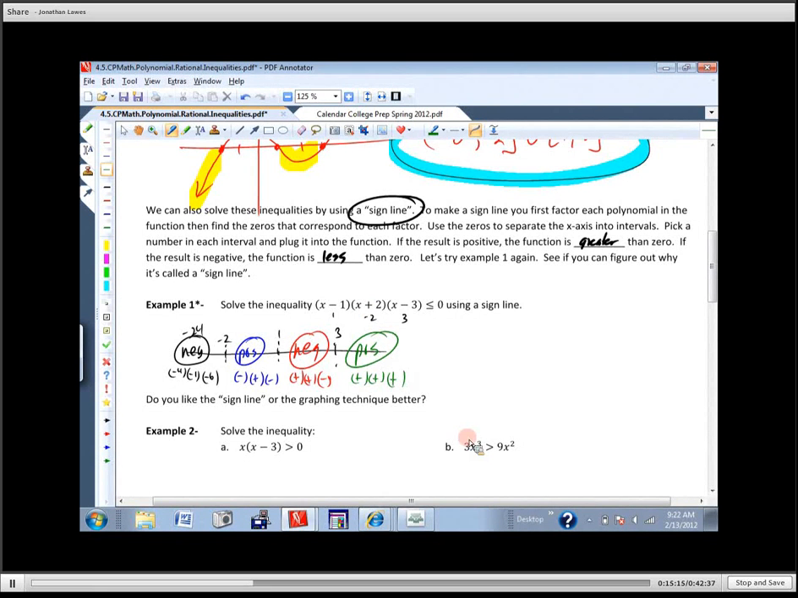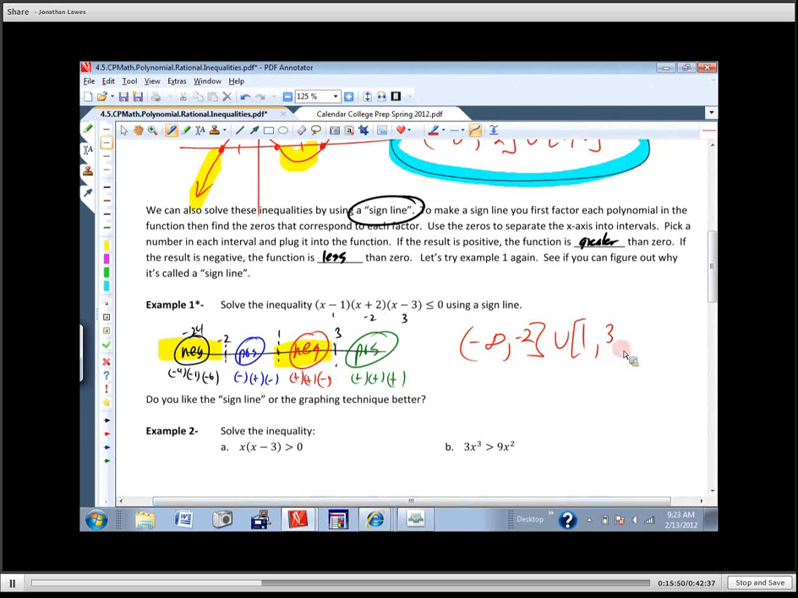Okay, now we've got to come back here and we've got to think about this. We want these to be less than or equal to 0. Less than 0 is negative. Negative here. Negative here. So we'll just write down the answer. This would be from negative infinity all the way up to negative 2. Do we include the 2? We do. Start again right here, at 1, and go to 3.